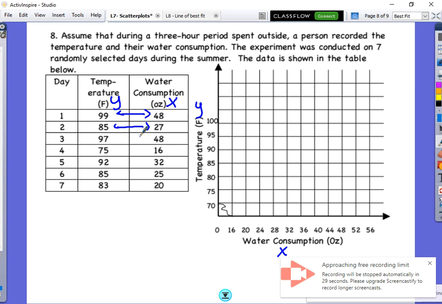What they're trying to figure out is whether or not the amount of water we consume is affected by the temperature. So take a few more seconds if you need to and go ahead and graph this one. And then I'm going to come back to you and help you figure it out. Best of luck.